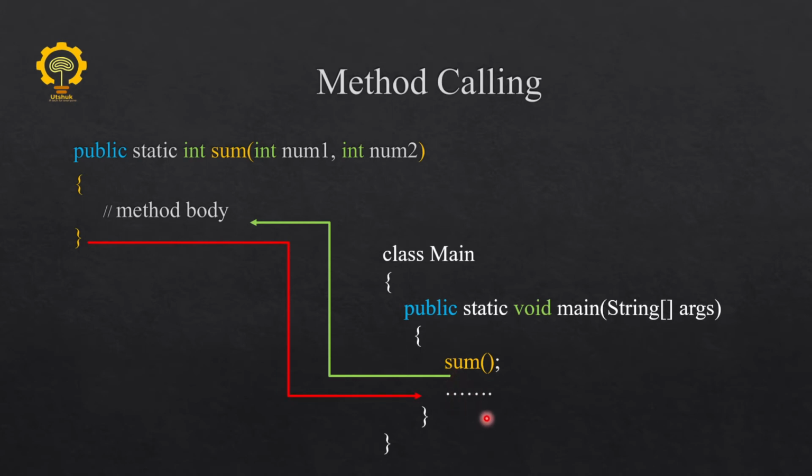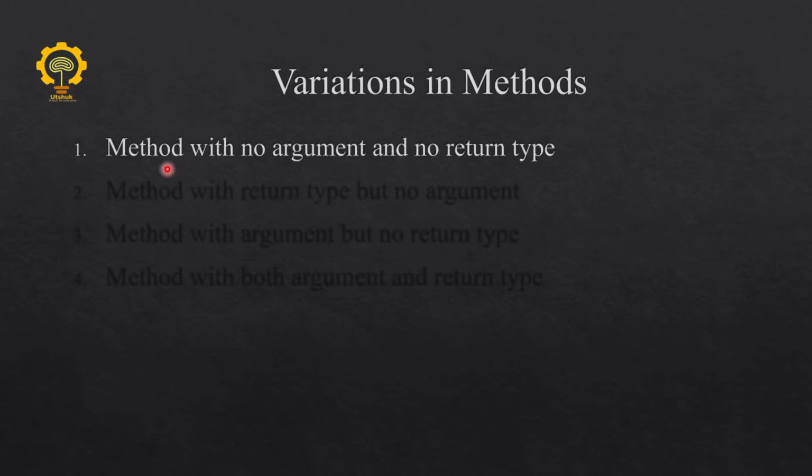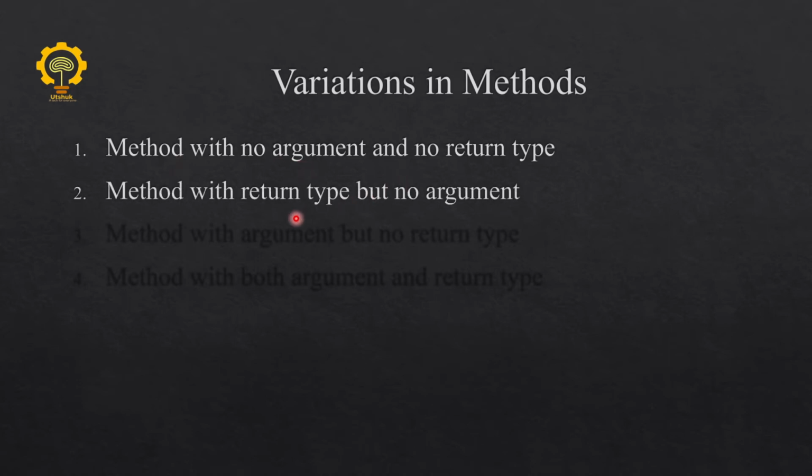So this is the concept behind the method. There are some variations in method, like we can create a variation in method in 4 ways. First, method with no argument and no return type. It's a simple one, as it does not have any argument and no return type. Another one is a method with return type but no argument, as it's gonna return some value but it does not take any of the argument or the parameters.